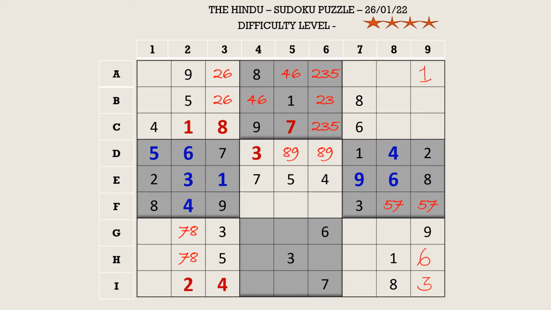Now the missing numbers in column 9 are 4, 5 and 7. There is a 4 and 7 in row C which blocks this cell. So C9 takes 5. So this 5 cancels out the 5 here in F row and F9 takes 7 and F8 takes 5. Now the only missing number in column 9 is 4. So B9 takes 4.